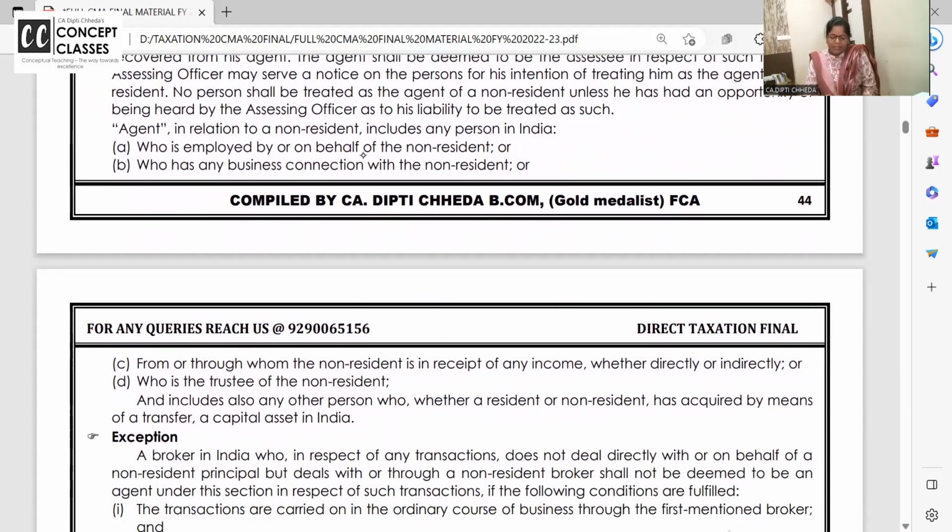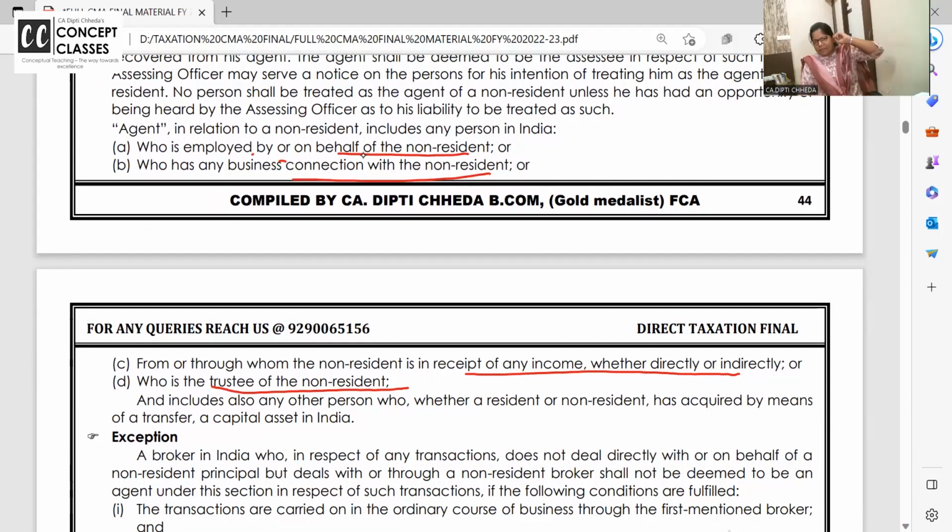So who can be the agent? Who is employed by or on behalf of non-resident? Non-resident himself has appointed on his behalf agent, or who has any business connection with non-resident, from or through whom non-resident is in receipt of income, who is a trustee of the non-resident, and includes any other person who, whether resident or non-resident, has acquired by means of transfer a capital asset in India.